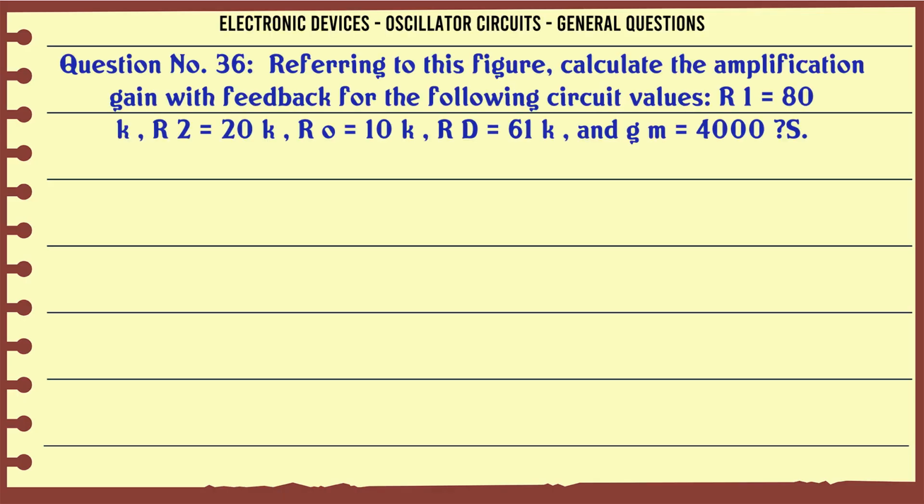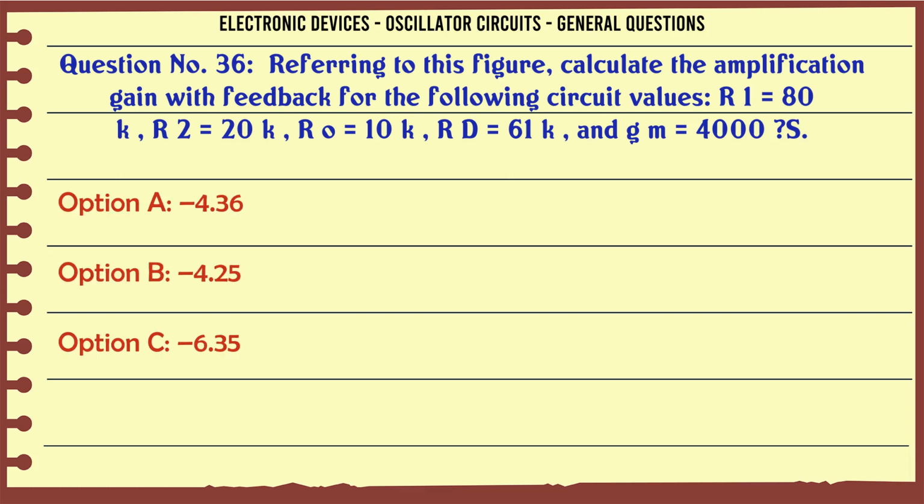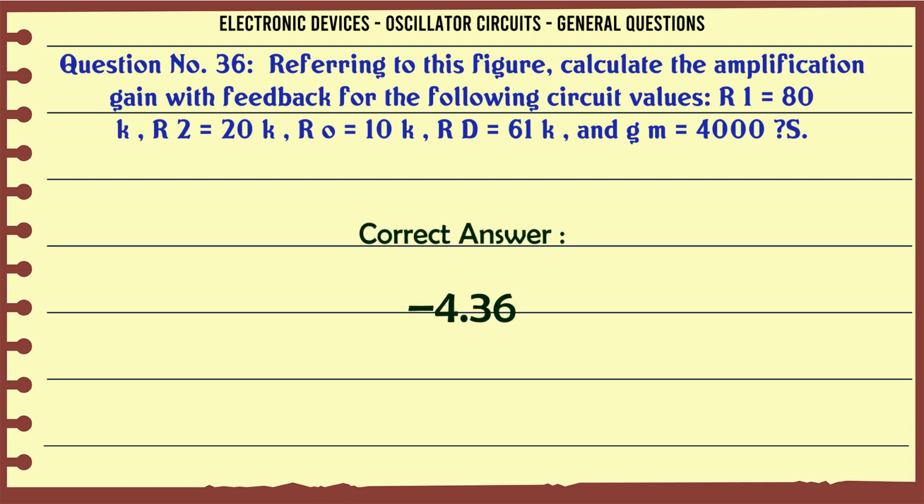Referring to this figure, calculate the amplification gain with feedback for the following circuit values: R1 of 80K, R2 of 20K, R0 of 10K, RD of 61K and GM of 4000 µS. A. 4.36. B. 4.25. C. 6.35. D. 20.85. The correct answer is 4.36.